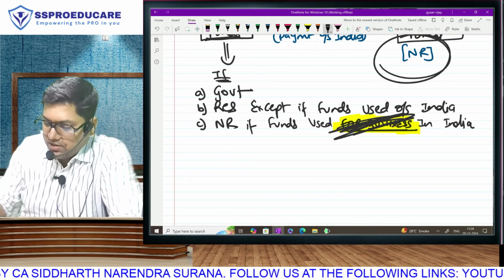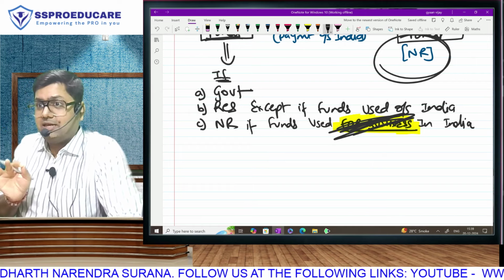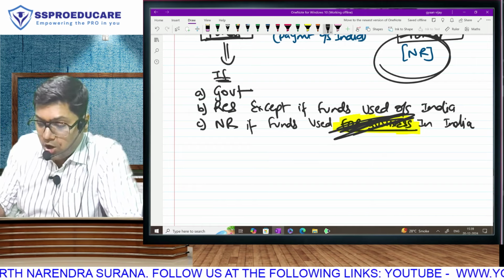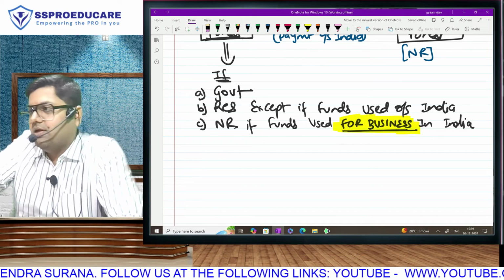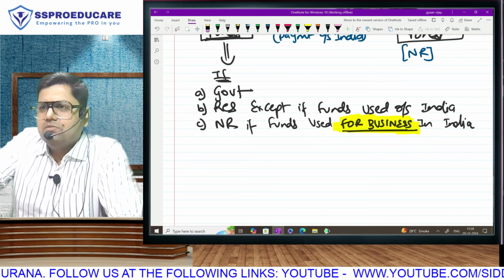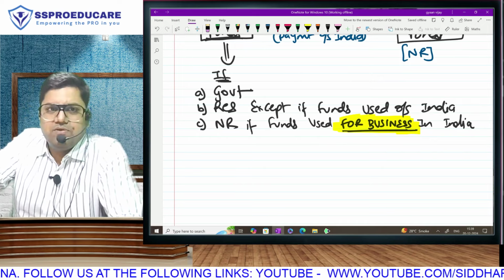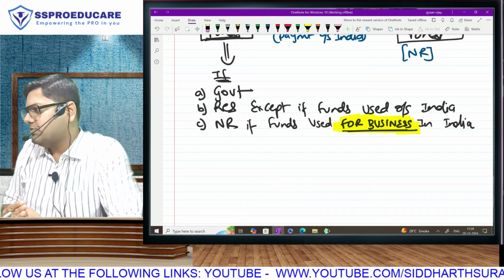Actually, this should be removed and they should keep it what? Any usage of funds in India. But what are they keeping it as? Usage of funds for business in India. The second place where income tax law is slightly illogical. Quite a few places totally in the law, but coincidentally in the very first lecture itself you come across the first two situations.